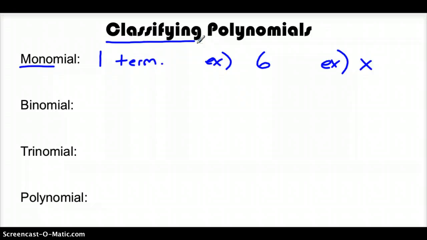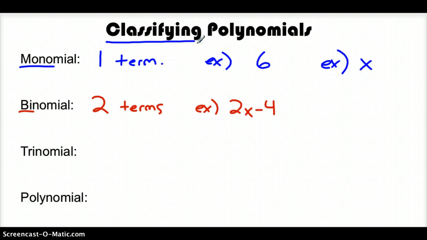So binomial, remember we know the prefix bi means 2, so binomial actually just means 2 terms. An example of a binomial could be 2x minus 4. We have one term here, and we have our second term here. So 2 terms total there.